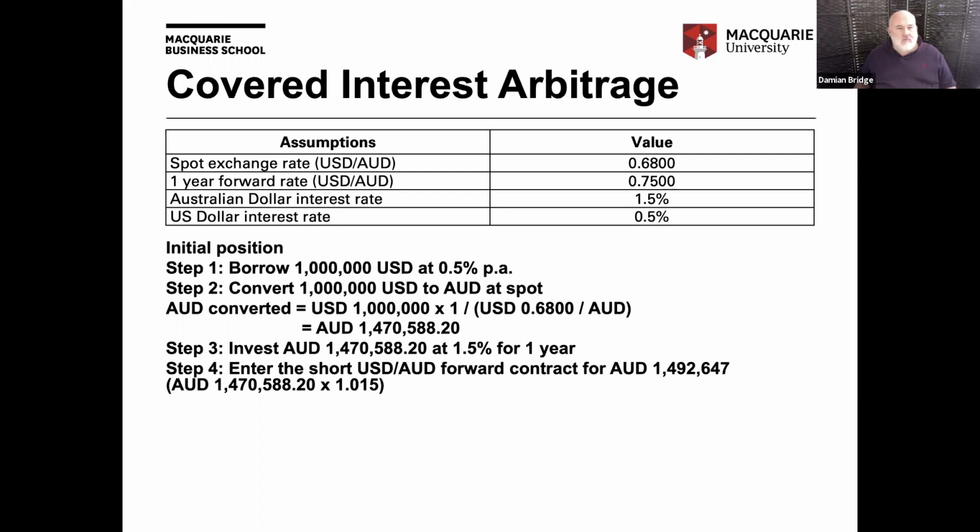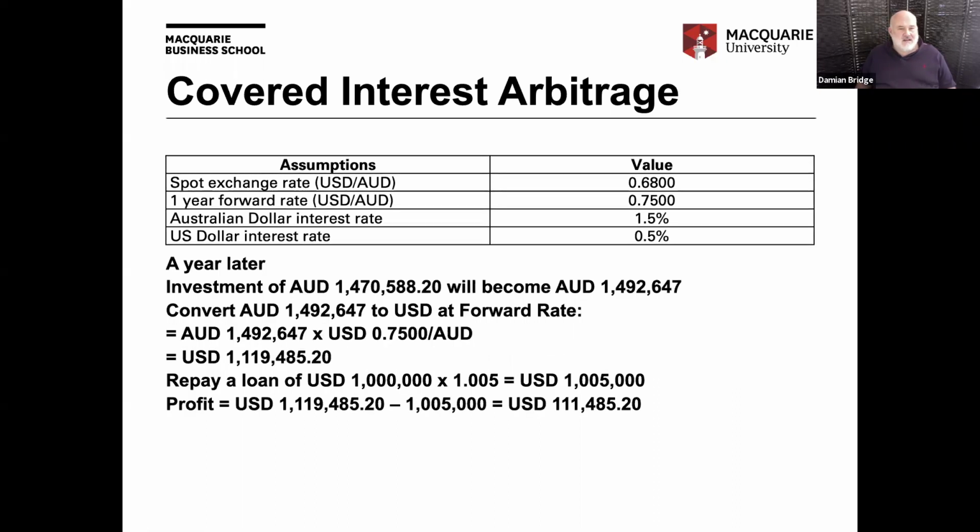We could borrow $1 million at 0.5% and then convert that at the spot rate to 1.47 million Australian dollars. We can invest the 1,470,000 at 1.5%. And at the end of the year, we're going to have this figure here, 1,492,647.